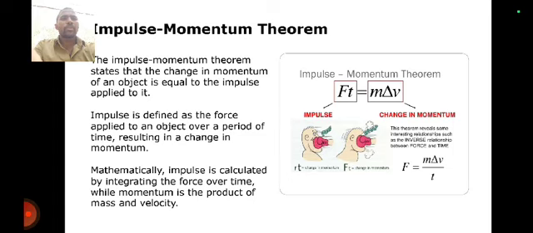Conservation of momentum is a fundamental concept in physics and plays a crucial role in understanding motion. Impulsive momentum theorem. The impulsive momentum theorem states that the change in momentum of an object is equal to the impulse applied to it. Impulse is defined as the force applied to an object over a period of time, resulting in a change in momentum. Mathematically, impulse is calculated by integrating the force over time, while momentum is the product of mass and velocity.